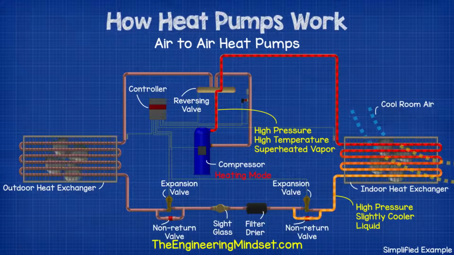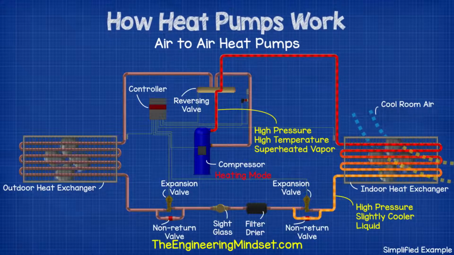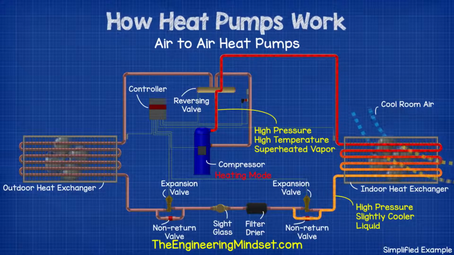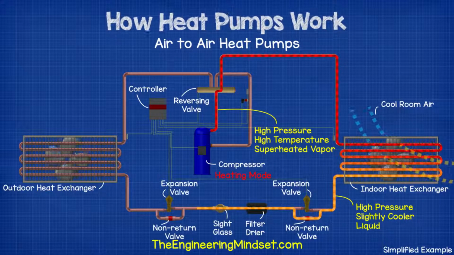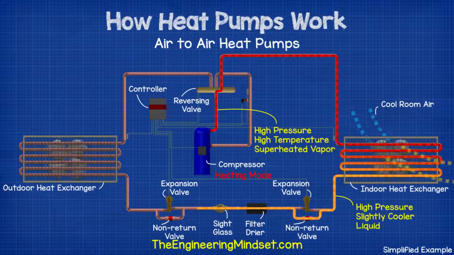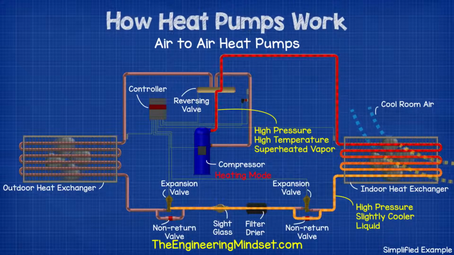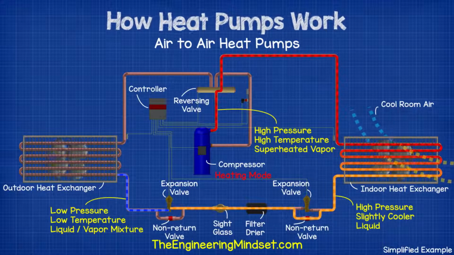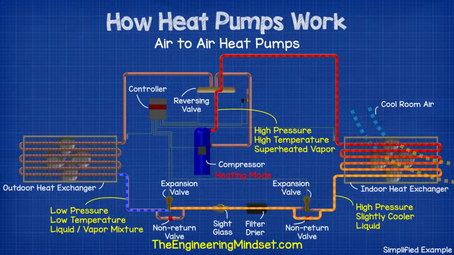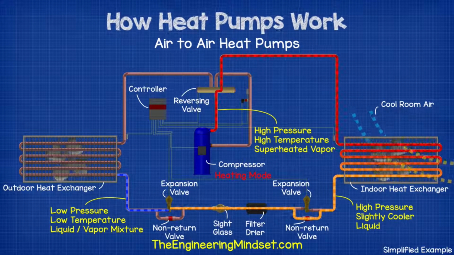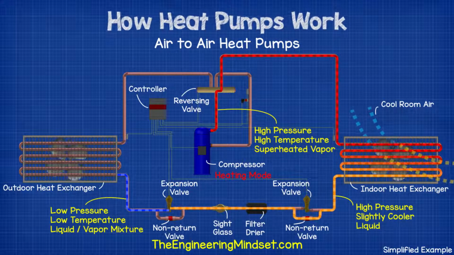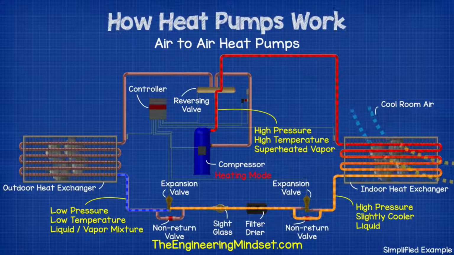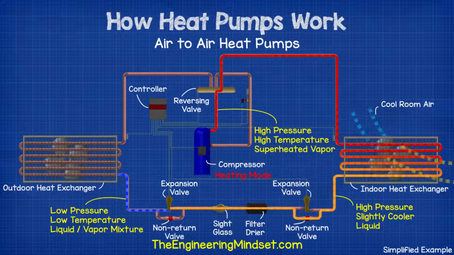The refrigerant then comes to the expansion valve and bypass. In this mode, the expansion valve is closed, so the liquid refrigerant passes through the non-return valve. It then passes through the filter dryer and sight glass and then passes to the second expansion valve. It will then pass through this expansion valve because the non-return valve on this side is preventing flow in that direction. As the refrigerant passes through the expansion valve, the refrigerant expands in volume and turns into a part liquid, part vapor mixture. This expansion in volume reduces the temperature and pressure.